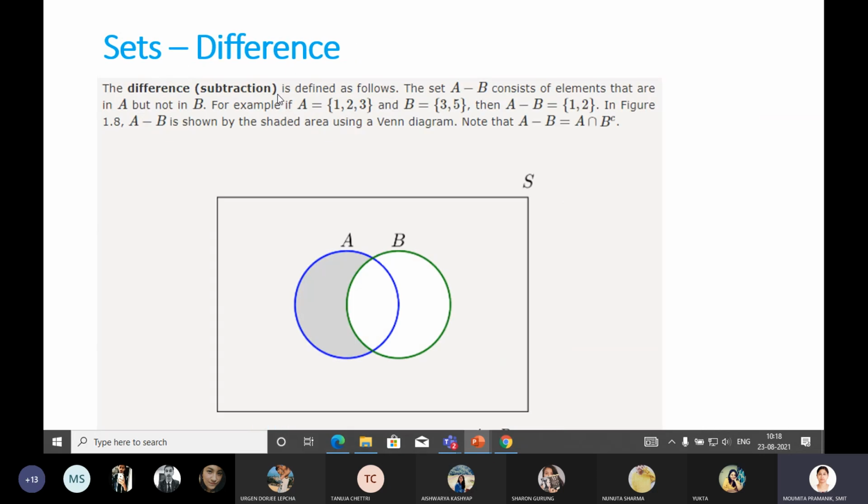Next is the difference. We can find the difference of two sets. It is represented by the subtraction symbol, the minus symbol. So A minus B is how we calculate the difference between set A and set B. It consists of the elements that are present in A but not in B.